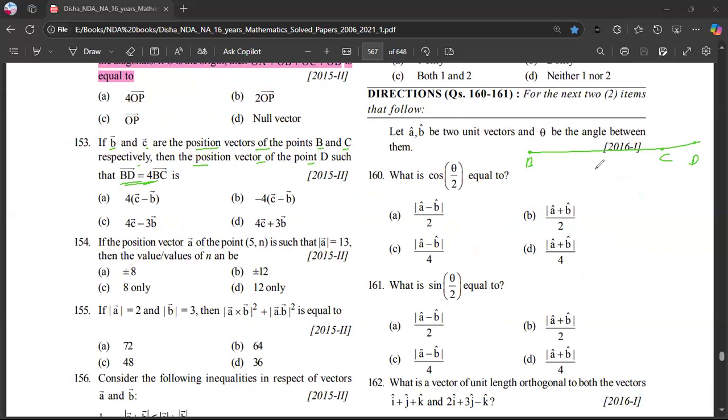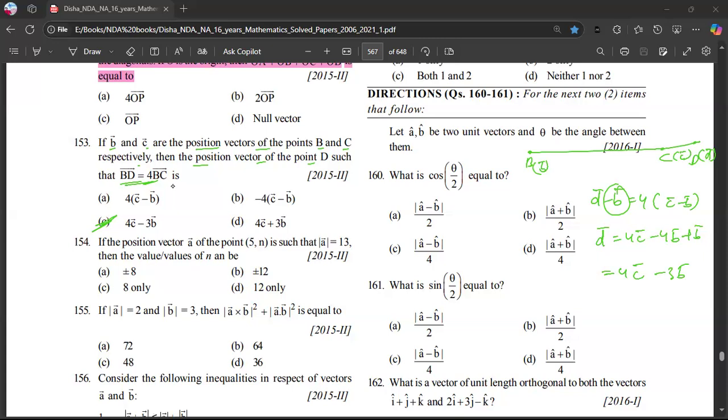So BD vector can be written as, if I consider D as having a D vector, and B and C as given, BD can be written as D minus B vector is equal to 4 of BC. BC vector can be written as C minus B. Let's solve it. D vector will be 4C vector minus 4B vector plus B vector. So it will become 4C vector minus 3B vector, making C our correct option.